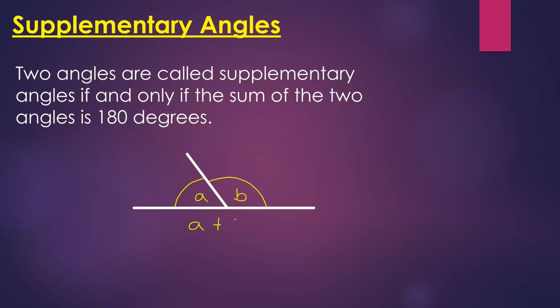Yes, sir. All right. So we have A plus B. A plus B equals what? 180 degrees. And so we know that because A and B are not complementary, they are supplementary angles.